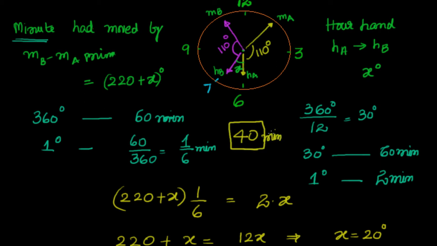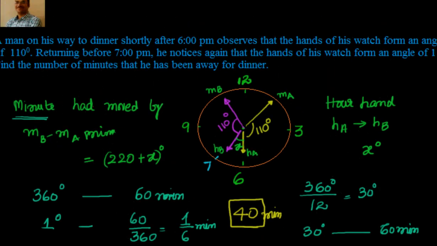We can also check it in another way. MA, let us say, is 110 plus x plus 110, that's 220 plus x, which is equal to 240. 240 into 1 by 6 is equal to 40 minutes. So he is away for dinner for 40 minutes.